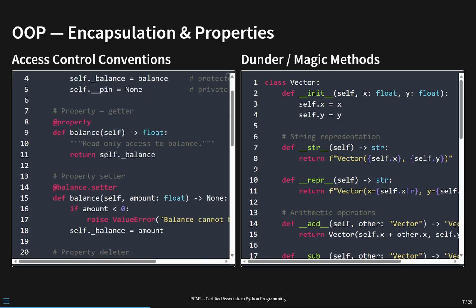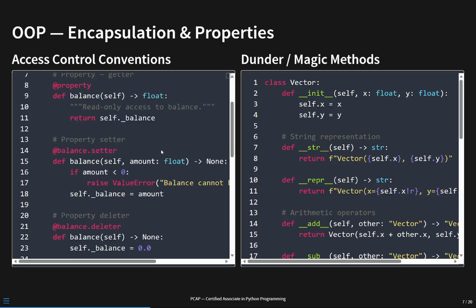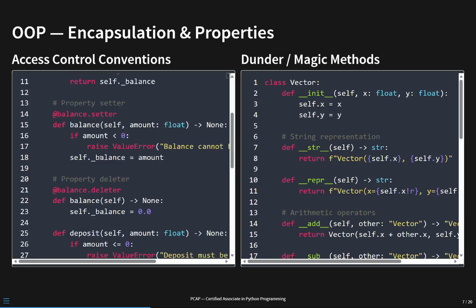Next, properties are the Pythonic way to add computed or validated attributes while keeping the simple dot access syntax. The @property decorator turns a method into a getter. Accessing acc.balance calls the balance method and returns the value. No parentheses needed from the caller's perspective. The @balance.setter decorator defines what happens when you assign acc.balance = 1500. You can validate the new value before storing it. The @balance.deleter handles del acc.balance.